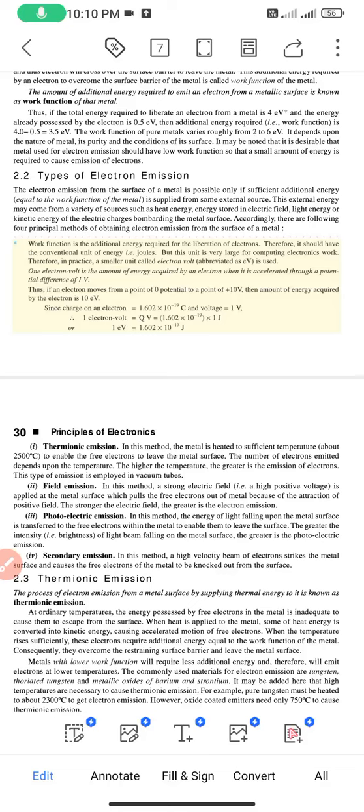Assalamu alaikum. Today I want to discuss the types of electron emission.